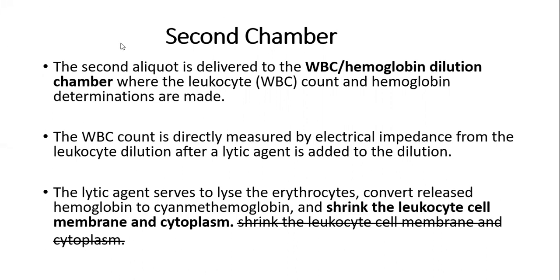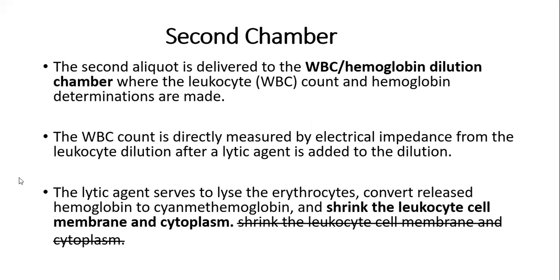Now is the second chamber. If you look at it, the second aliquot goes into the second chamber, and this chamber is mainly for the WBC count, that is the total WBC count, which you used to do through the Neubauer chamber in the manual method times. So the machine will count the WBC and will give an estimation of the hemoglobin. The interesting fact here is that the WBC count is directly measured again with the help of electrical impedance, because we have to count the number of the cells.